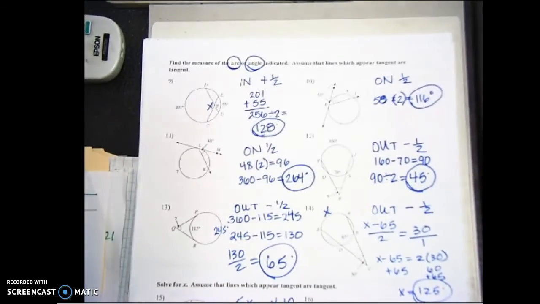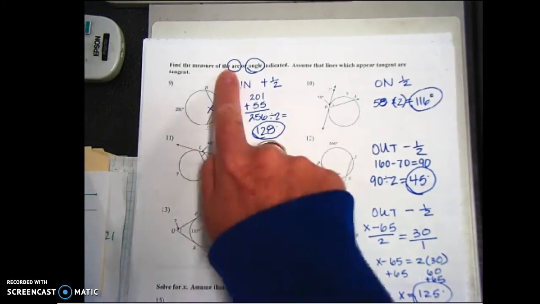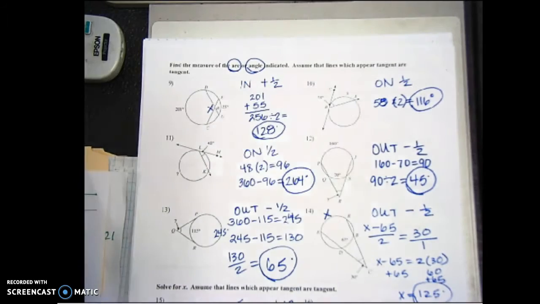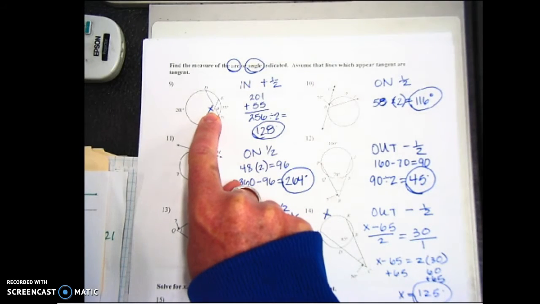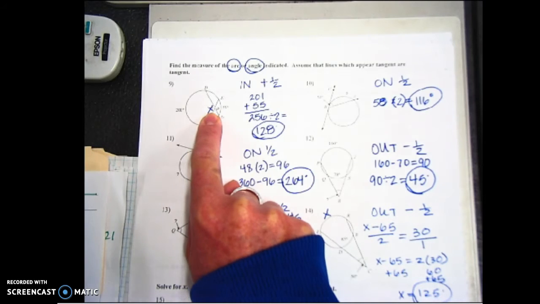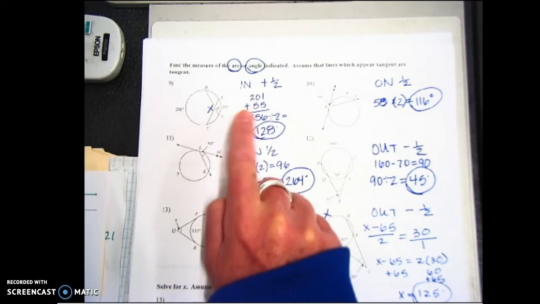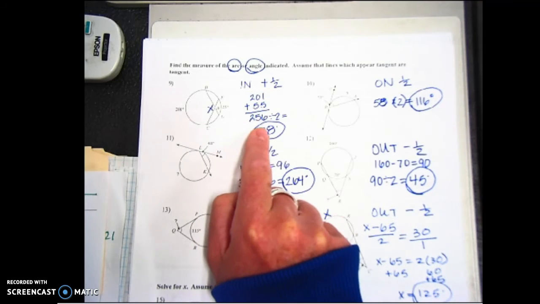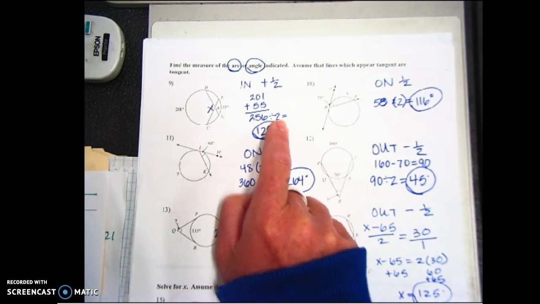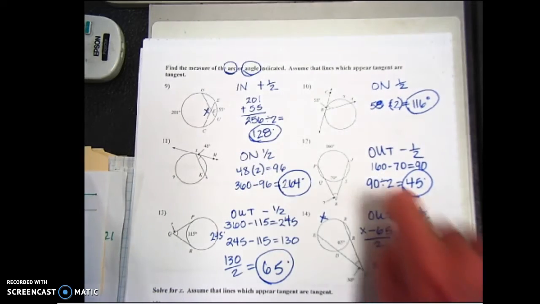To the top of page 2, find the measure of the arc or angle that's indicated. The angle right here is inside the circle, so you're going to add the two arcs associated with it and take half. So I added the 201 and the 55, got 256, divided by 2, you get 128.